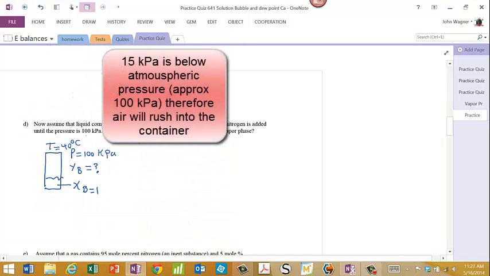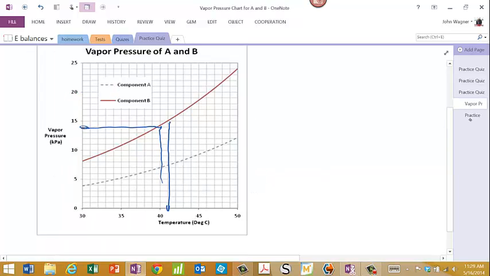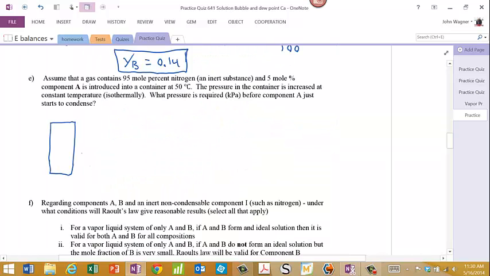Again, B is present in both the vapor and the liquid phase. Right, Raoult's law. And YV turns out to be about 14 mole percent. And we're going to draw a picture.